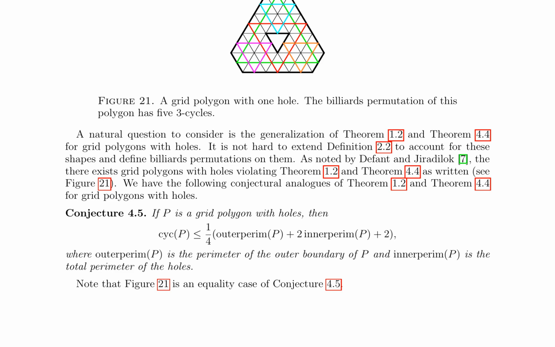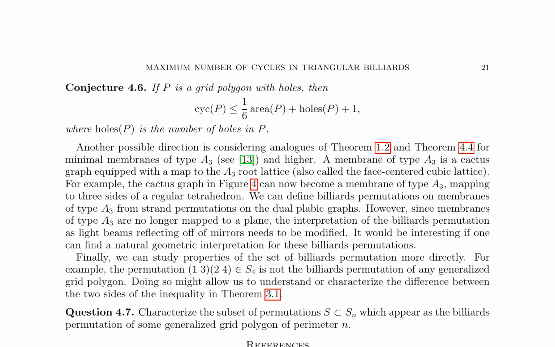The paper then generalizes Theorem 1.2 and Theorem 4.4 for grid polygons with holes, introducing conjecture 4.5, which proposes an upper bound for the number of cycles in such polygons. An example of a grid polygon with holes serves as an equality case for conjecture 4.5, as depicted in Figure 21. Conjecture 4.6 proposes an upper bound for the maximum number of cycles in triangular billiards, stating that for a grid polygon with holes, the maximum number of cycles is less than or equal to 1/6 of the area of the polygon plus the number of holes plus 1.